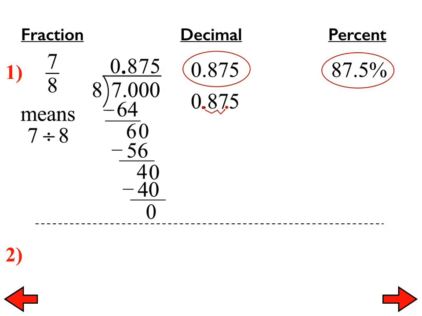All right, everybody try number 2, 61%. Write that as a decimal and a fraction, and this one should take about 5 seconds, if that. What's the decimal? Yep.